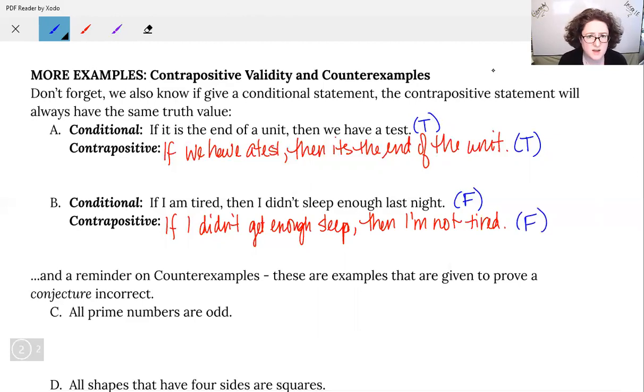We can punch holes in that argument. So again, our conditional and our contrapositive are always going to have the same truth value, the same validity. Okay, so then last two examples, let's look at counterexamples again real quick, just for a review.